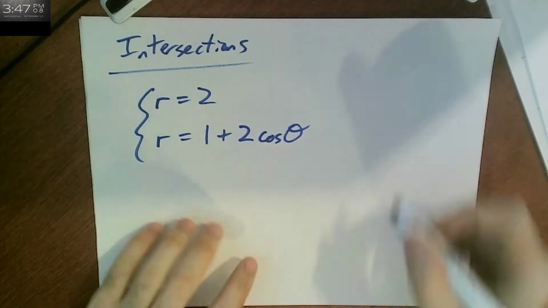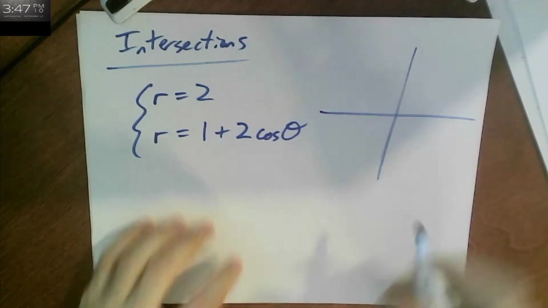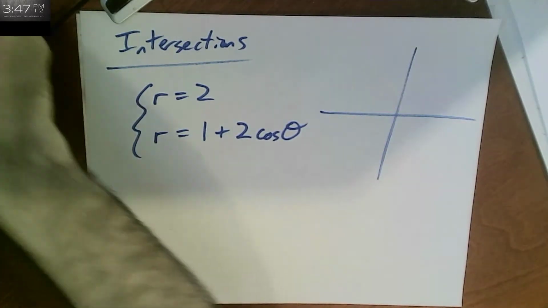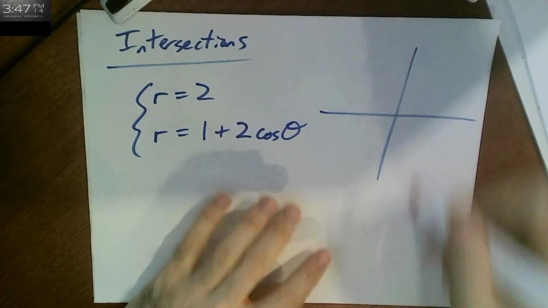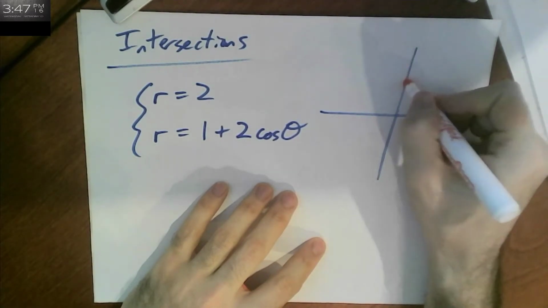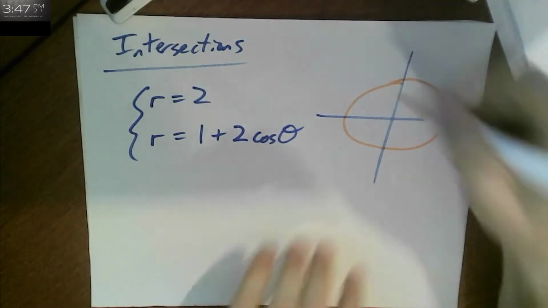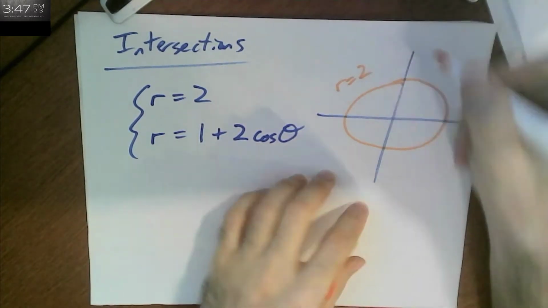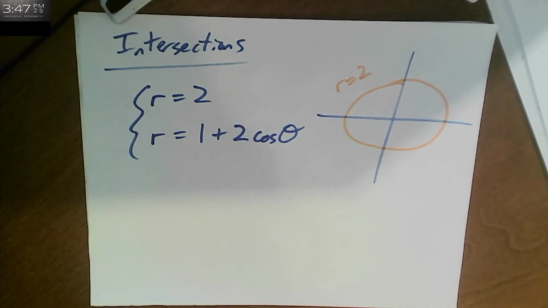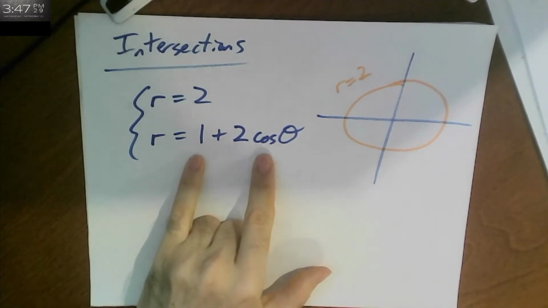And if we were to sketch this, I should have used different colors. Sorry, I really should have thought of that. One of them is quite easy to sketch. If R is 2, that's just a circle of radius 2, no problem. There is a circle of radius 2. This is R equals 2. The other situation we have to worry about here, though, is 1 plus 2 cosine theta.